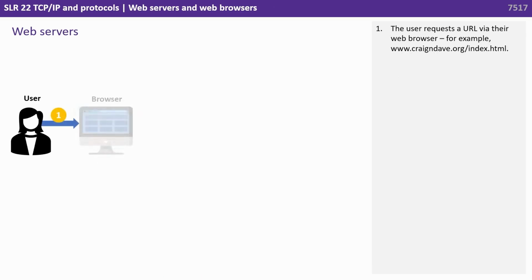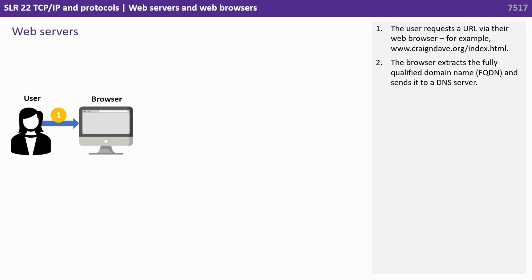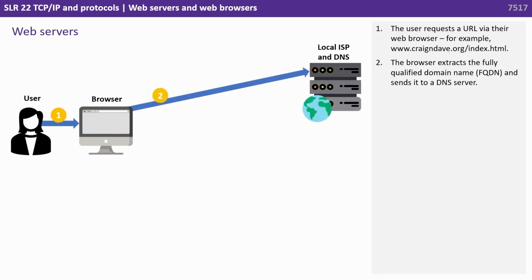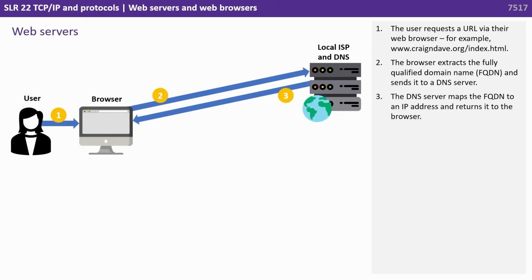So let's look at the process. Step 1, the user requests a URL via their web browser, for example, craigandDave.org. The browser extracts the fully qualified domain name and sends it to a DNS server. The DNS server maps the fully qualified domain name to an IP address and returns it to the browser.